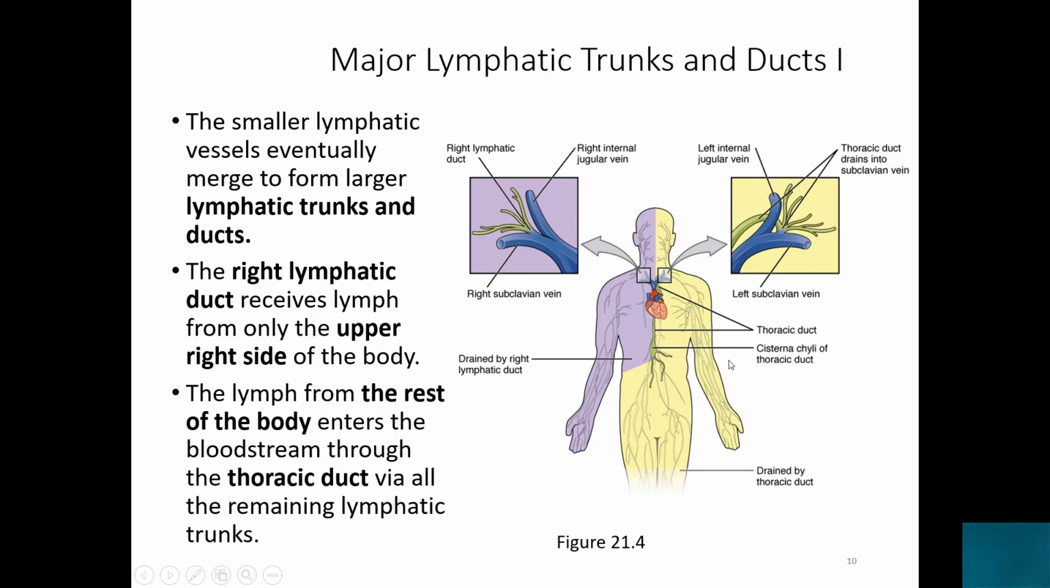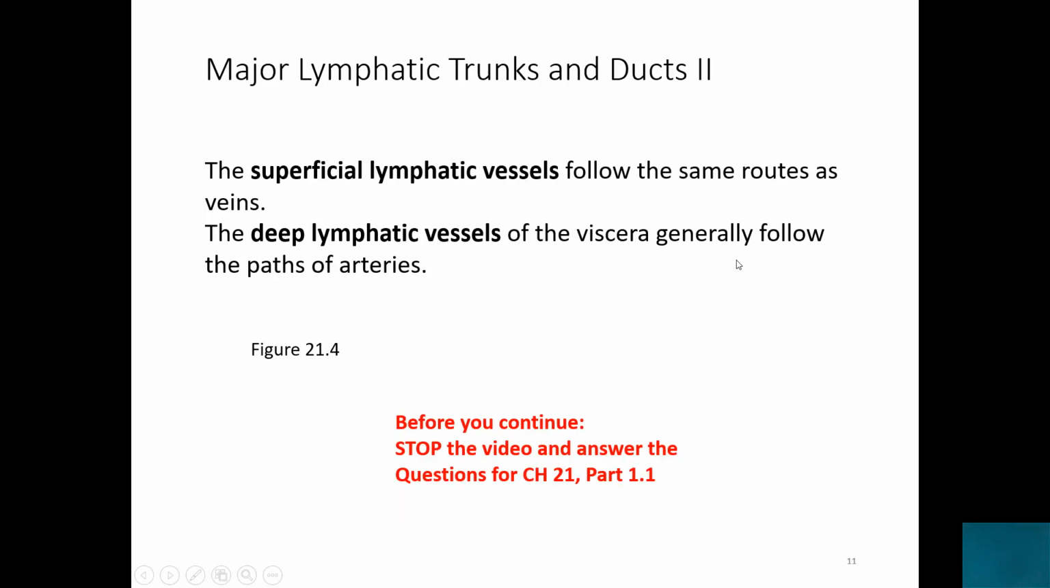The lymph from the rest of the body, including the abdominal cavity and both legs, goes into the thoracic duct. Here it is, the thoracic duct, which enters the left subclavian vein and then the superior vena cava. The superficial lymphatic vessels follow the same routes as veins. It means that many of the lymphatic vessels are located right under the skin and they are sitting very close to veins. But we also have deep lymphatic vessels, and they are generally located next to the arteries.